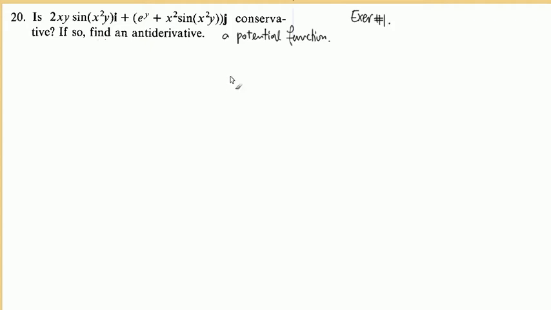Write down this vector field in the xy plane, 2 components: x component 2xy sine of x squared, y component like that, a sum of 2 things. Is this conservative or not? First thing you will try usually is test if it's a gradient vector field or not, right?